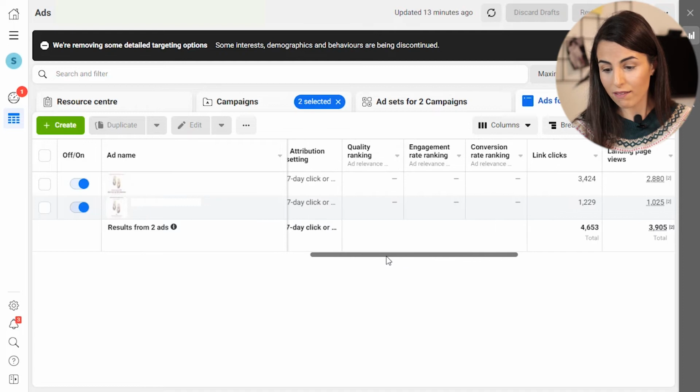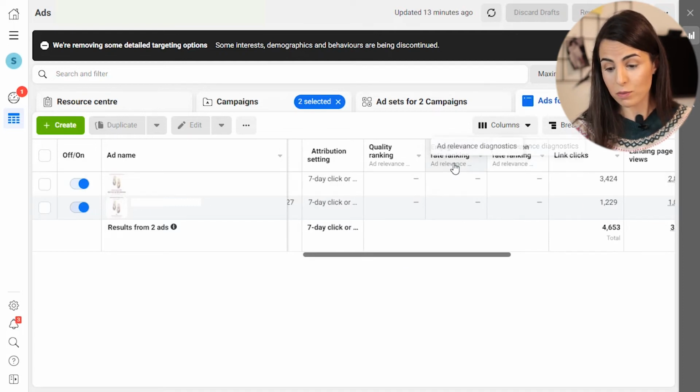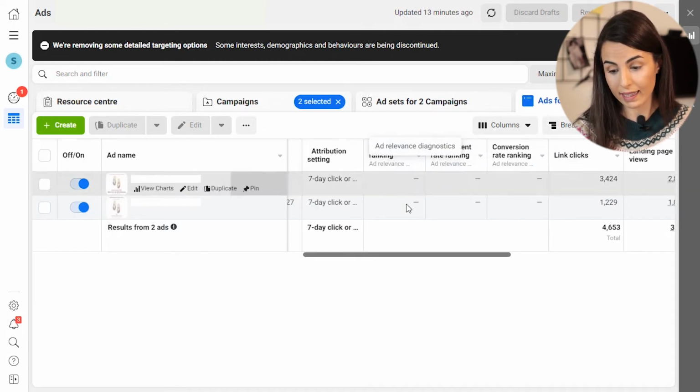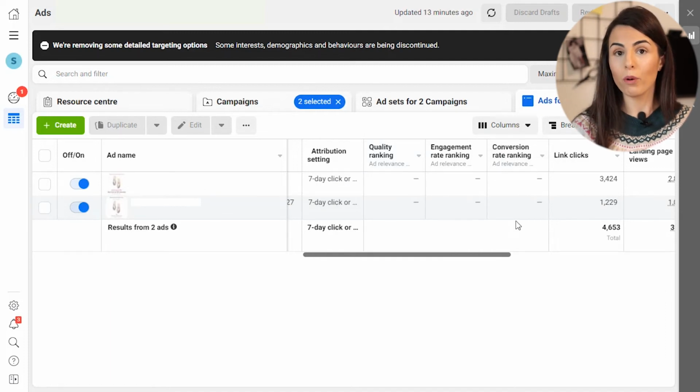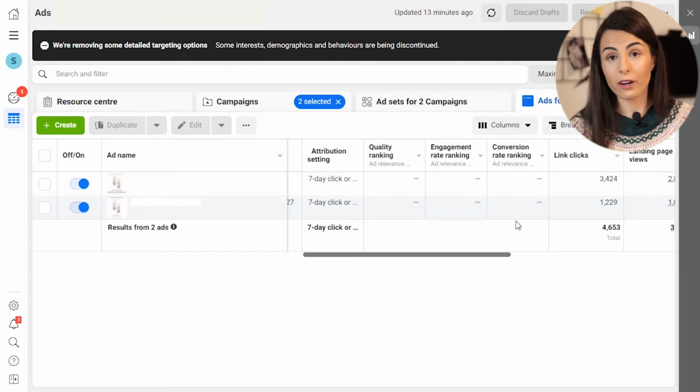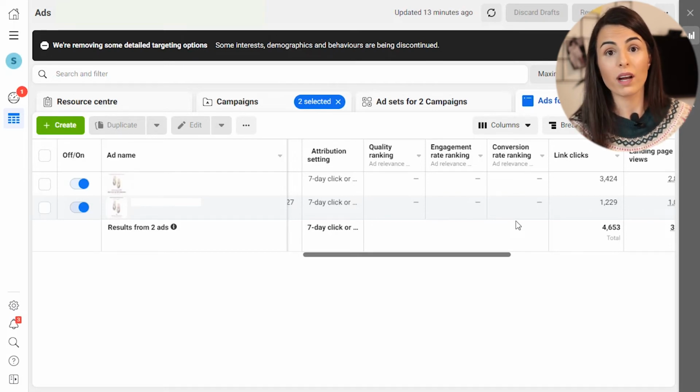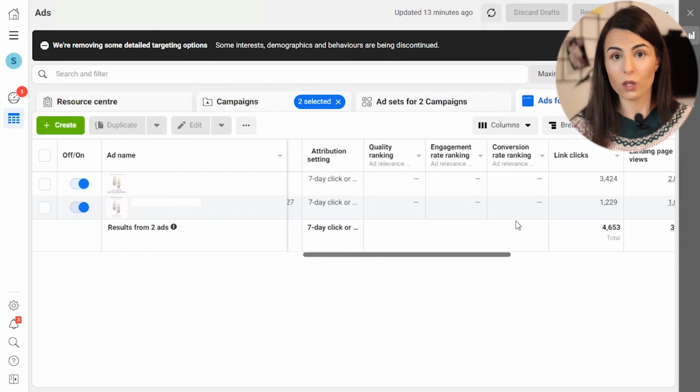After this, you have the conversion rate ranking, the engagement rate ranking, and the quality ranking. Those rankings are important because they affect where Facebook will be putting you in the auction. I'm not sure if you know, but Facebook ads are an auction. So the Facebook algorithm will decide if your ads will go in here or in there, and if they will be competing with this advertiser or with this one, and how much they will be costing you.